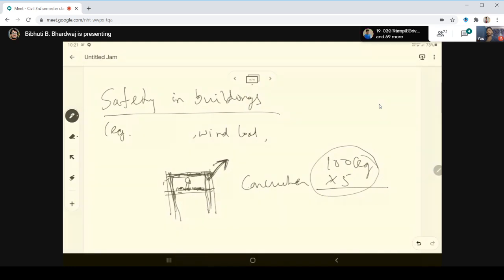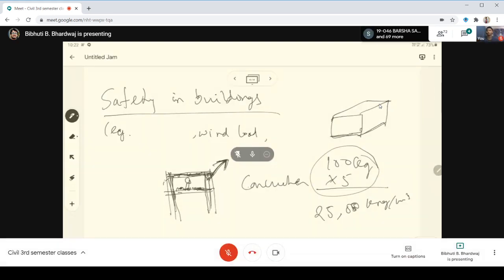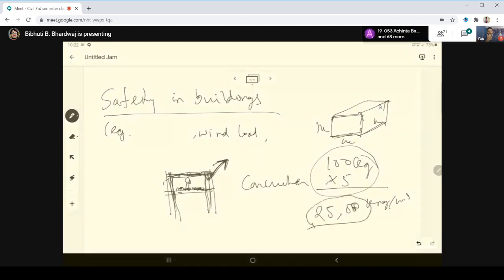The density of concrete itself is like 25,000 kg per meter cube. That means if you construct a cube of 1 meter, 1 meter and 1 meter, the total weight of the concrete will be around 25,000 kg. So you can see what will be the self weight of the building itself. So it has to be safe against the self load itself.